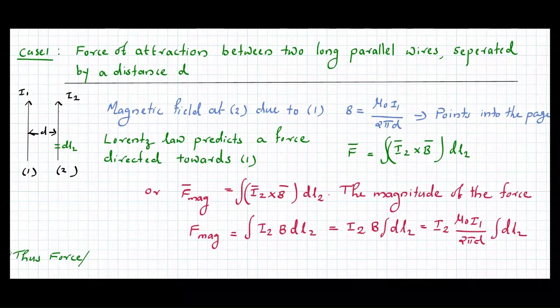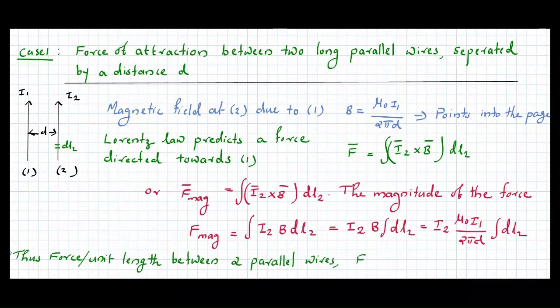Now, the force per unit length between two long parallel wires separated by a distance d is given by F mag equal to mu 0 I1 I2 divided by 2 pi d.